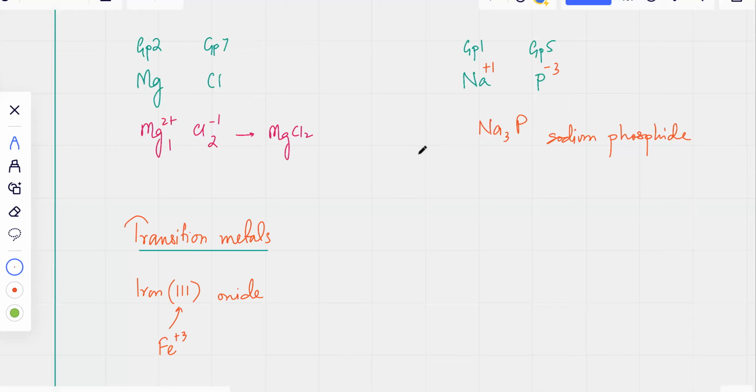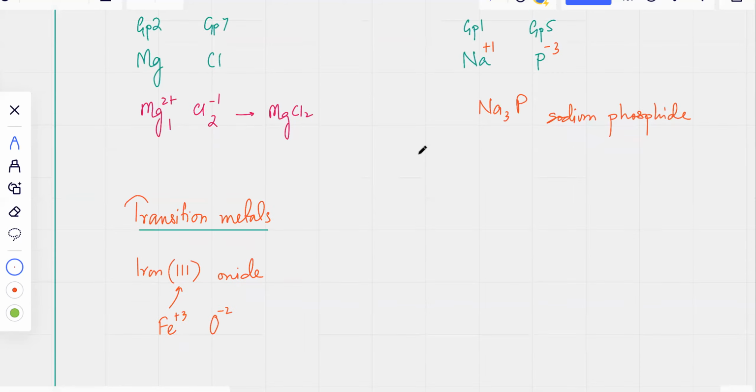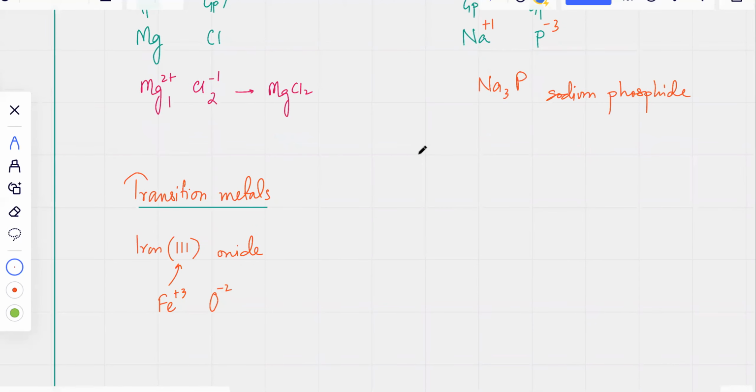ठीक है, बिकॉज द पीरियोडिक टेबल यू कांट फिगर आउट द चार्ज बाय लुकिंग एट द पीरियोडिक टेबल. और ऑक्साइड है तो अकेला ऑक्सीजन है. ऑक्सीजन इज ग्रुप 6, सो दैट्स -2. तो व्हाट वुड बी द फॉर्मूला? Fe2O3. ठीक है, Fe2 and O3.